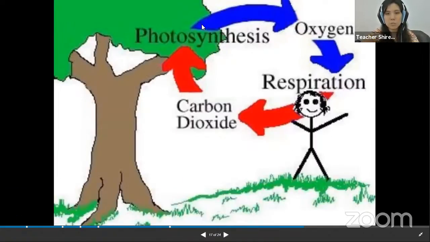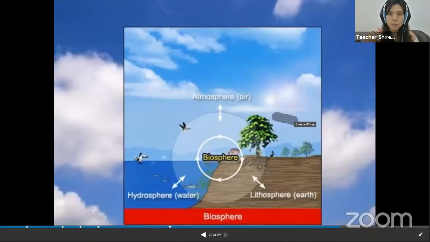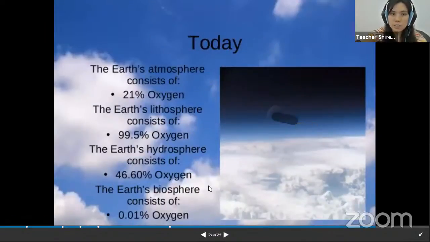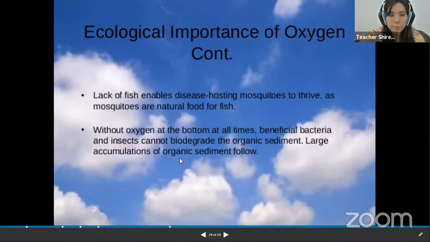So these two are the processes: photosynthesis and respiration. Photosynthesis by the plant, respiration by the human. So that's how we turn the oxygen: I give you, you give me, and so on and so forth. Okay, any questions? No questions. That's pretty much what I want to focus on today.